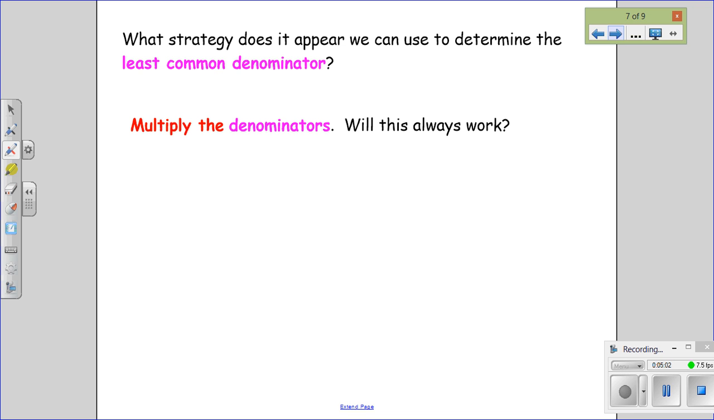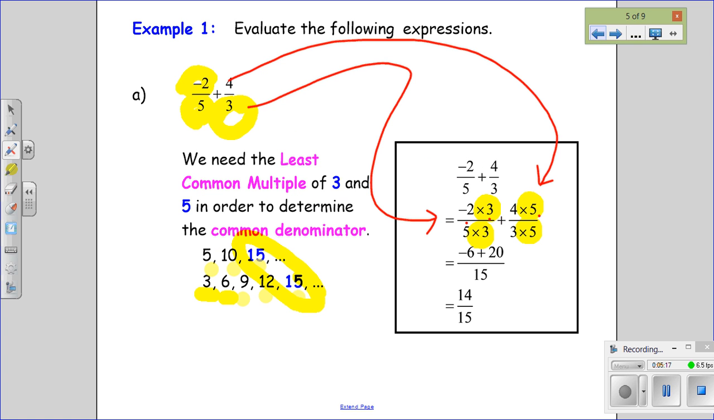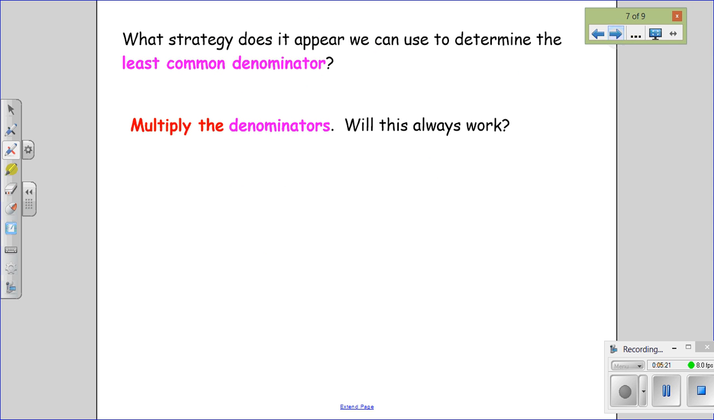What strategy do we use to find the least common denominator? Remember, we could write all the numbers out. We could also, if you look at your denominator here, your denominator was 20. How does that relate to the 5 and the 4? Here your denominator is 15. How does that relate to the 5 and 3? We could actually multiply them. Will it always work? Yes, it's always going to work.